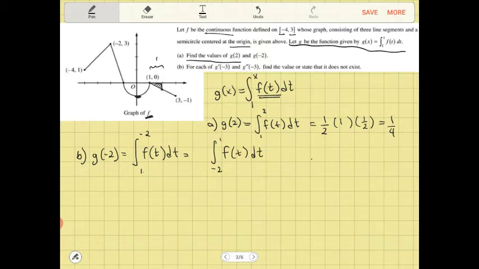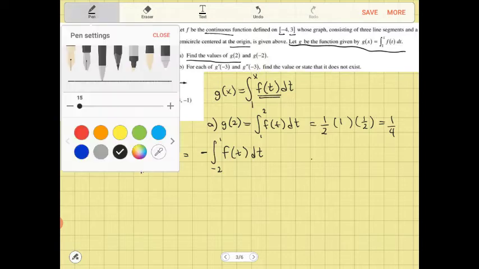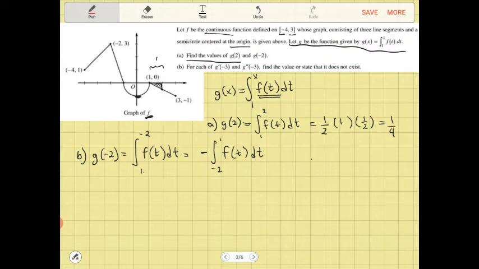But more importantly, it's not going to show that you understand this 100%. So we want to flip those limits of integration. And remember that when you do that, you introduce a negative sign. That's one of the properties of your integral. So then we can now say that this is the area that starts at -2 and ends at 1. So it's this area here.